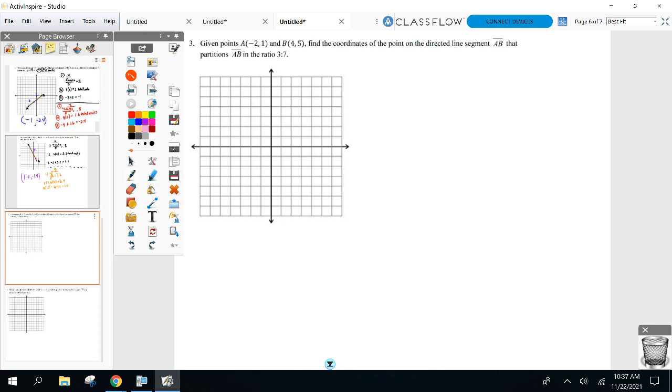You'll have 2 of these on tomorrow's quiz. 2 partition questions on tomorrow's quiz, along with all your vocabulary.